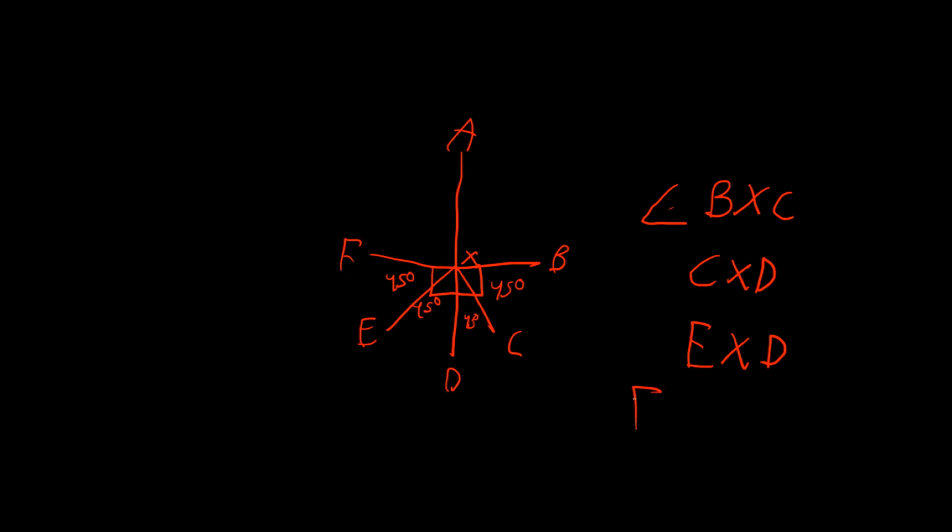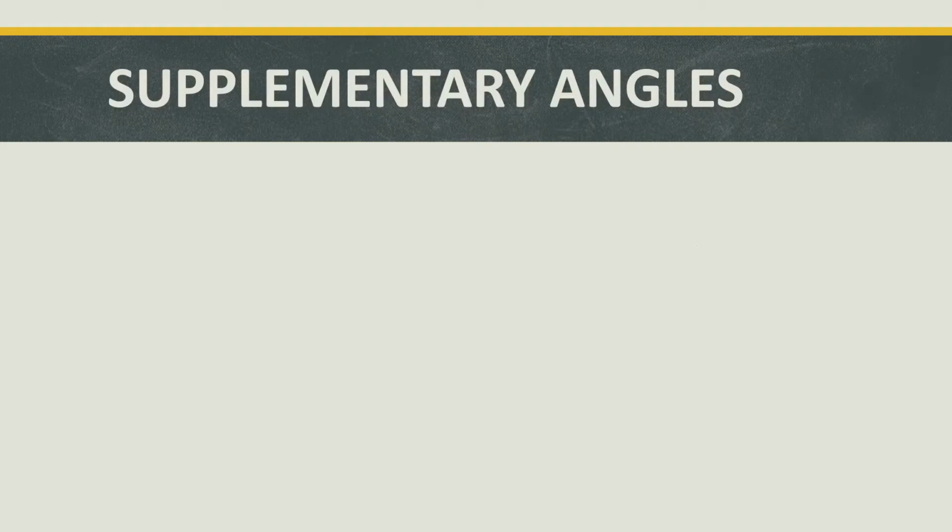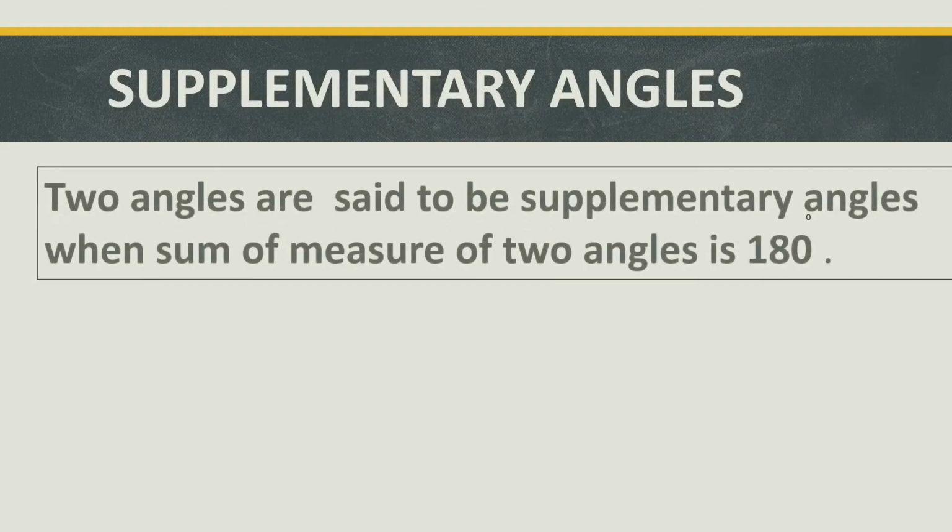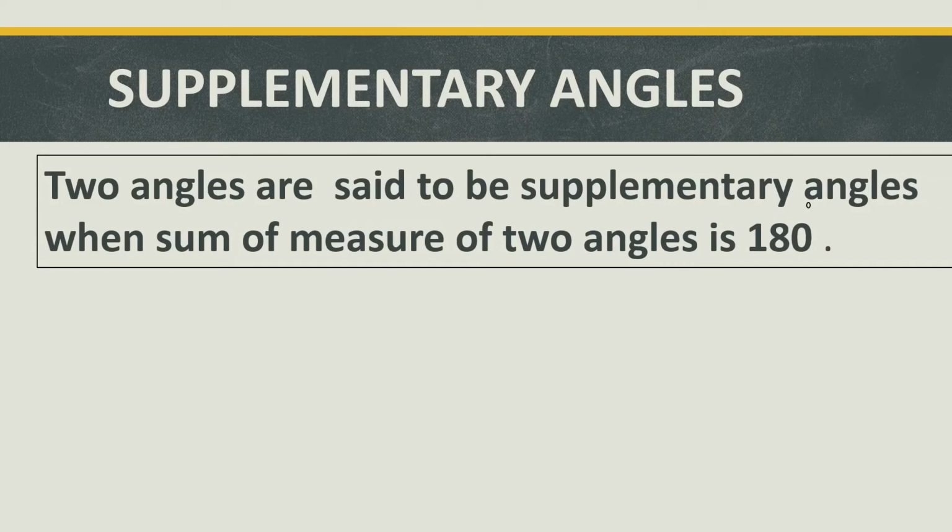And FXD is a complementary angle of BXC, because FXC is 45 degrees and BXC is also 45 degrees. And if you add those together, they give us 90 degrees. Now let's move on to supplementary angles. Supplementary angles are two angles that add up together to form 180 degrees.